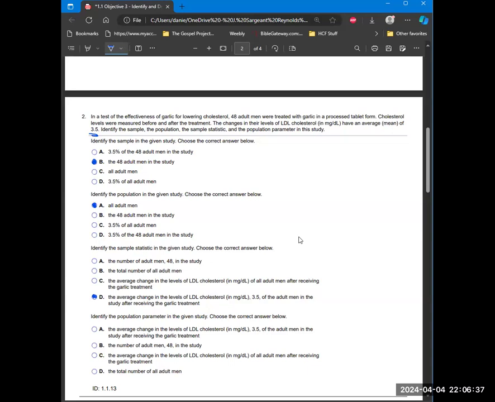And then last thing here, identify the population parameter in the given study. So what is this sample statistic trying to get us to make an inference for? And that is the average change in the levels of LDL cholesterol in milligrams per deciliter of all adult men after receiving the garlic treatment. So that would be C.